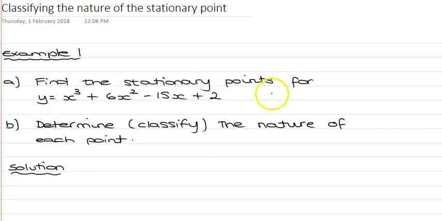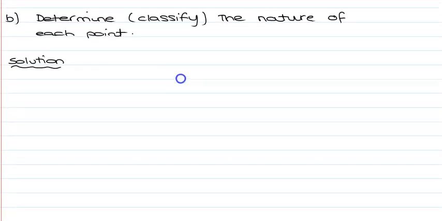Example: find the stationary points for this function, y equals x cubed plus 6x squared minus 15x plus 2, and then determine, in other words, classify the nature of each stationary point that you find. Okay, so the first thing we need to do is differentiate the function, because remember, if we differentiate the function, that gives us the gradient function. So differentiating that function gives me 3x squared plus 12x minus 15.